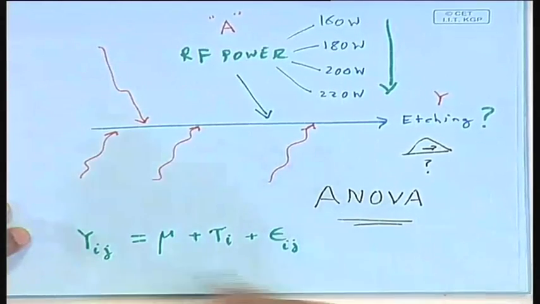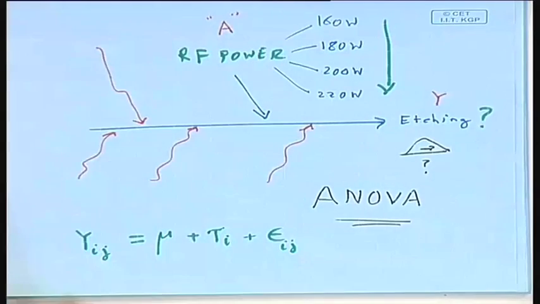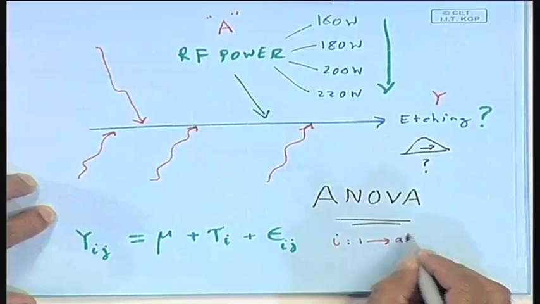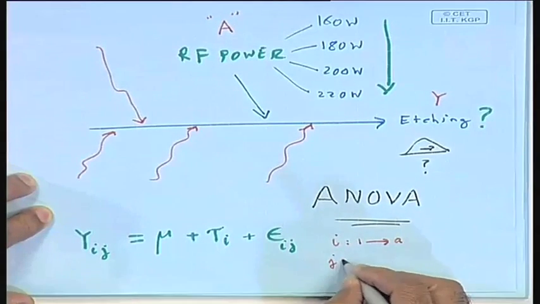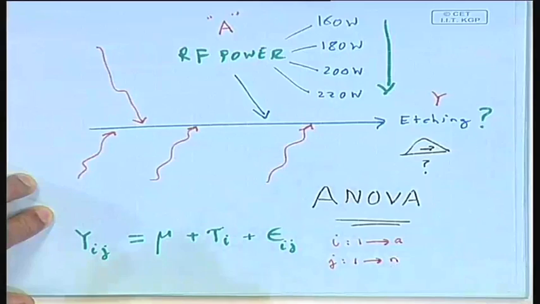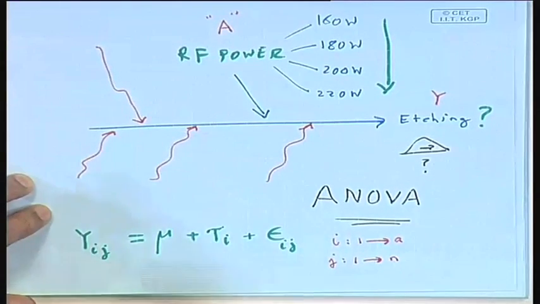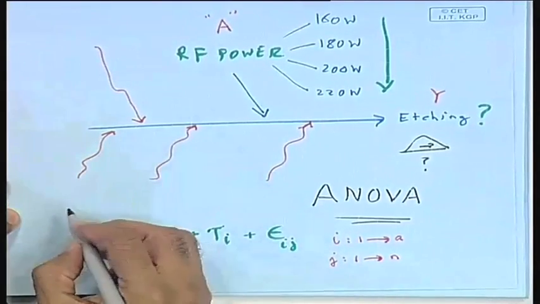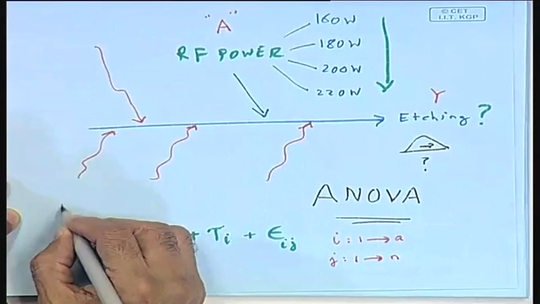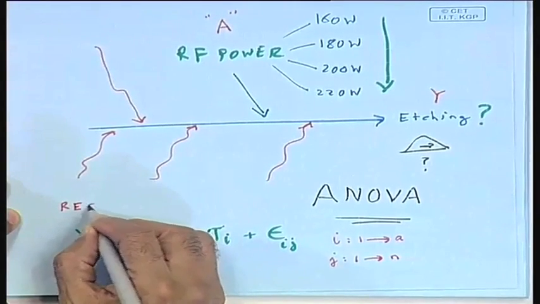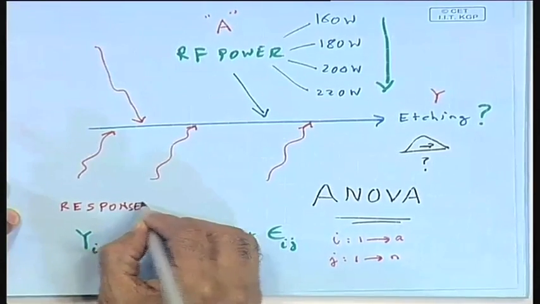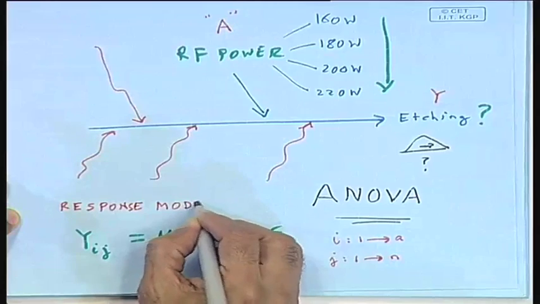Just note this down: i is going from 1 to little a, and j is going from 1 to little n. And I've got a total of then a times n trials. I've got yij, a times n different values of this. Now this is my model. This is going to be my theoretical response model. I'm just going to write this down as response model assumed.